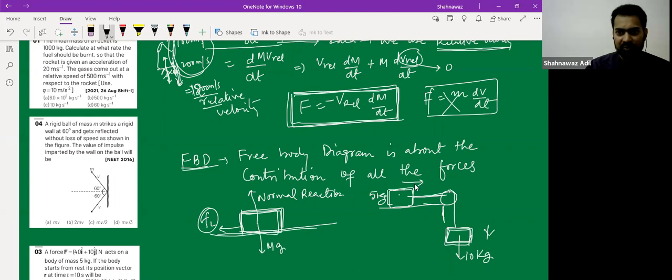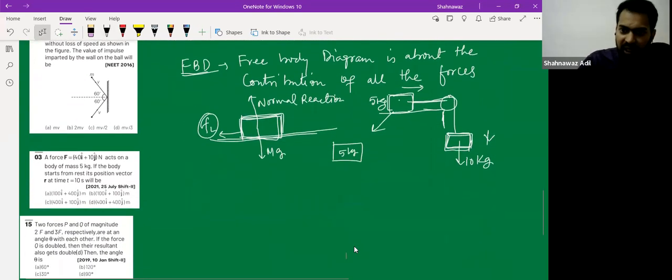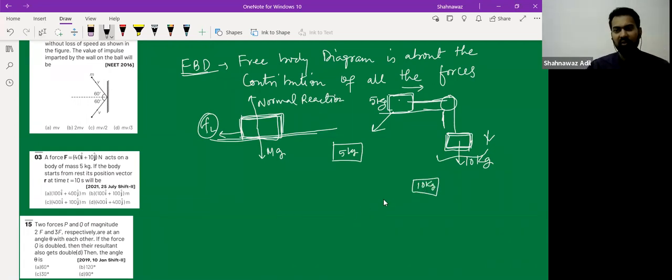Understood? Yes, sir. So we will dissect this into two free body diagrams. One free body diagram for this 5 kg one, and one free body diagram for this 10 kg one. And from the free body diagram, we will calculate all the forces acting on this body, right? So for this 10 kg one, this is connected with a string, so there will be a tension, right?